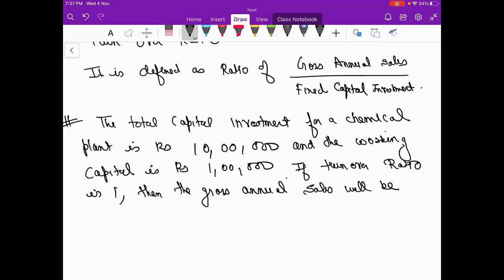So from tomorrow we will start the designing part. Yes, so many students are getting the correct answer. So the designing part will start from tomorrow. Okay. So today we will complete the economics.